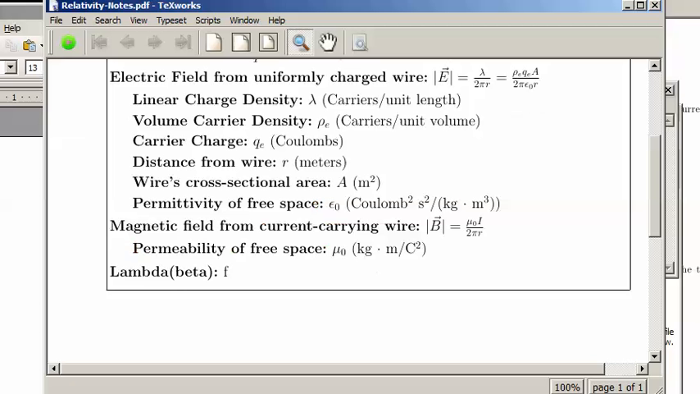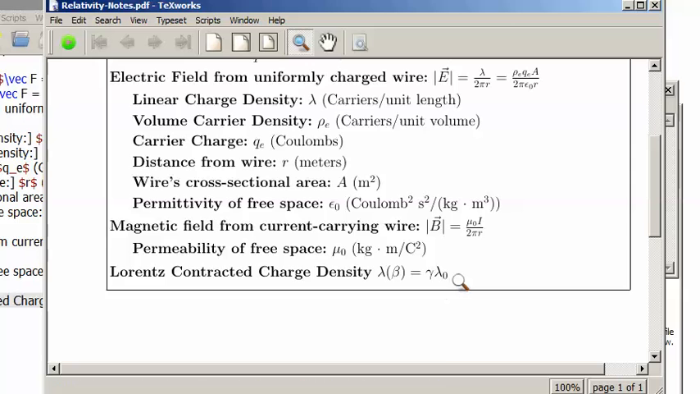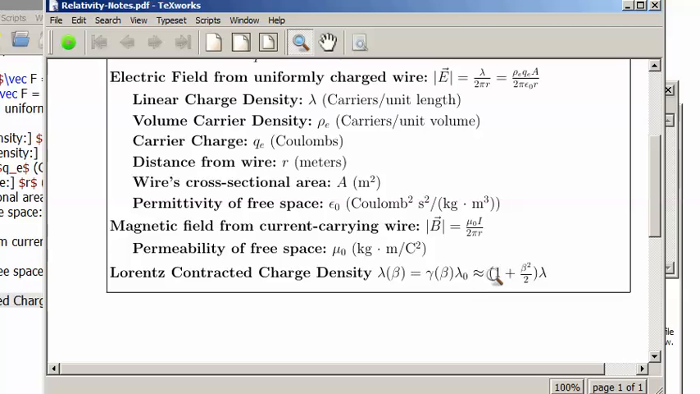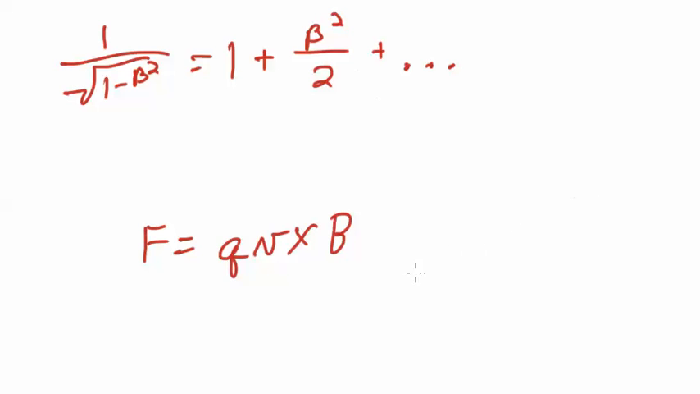So instead of calling this lambda of beta, I'm going to call this Lorentz contracted charge density. Lambda is equal to gamma times lambda sub naught, which is approximately 1 plus beta squared over 2 times lambda sub naught. Now let's look at the magnetic force equation, and this is the force of a charge going by, or the velocity of a charge going, and it tells what force is on that charge.